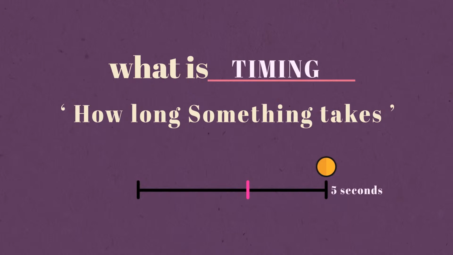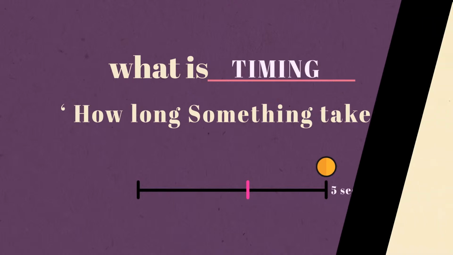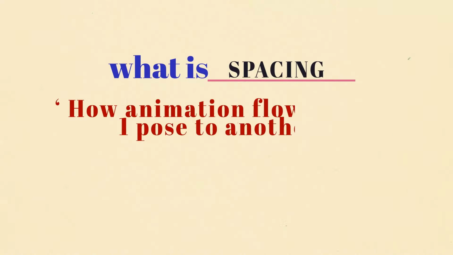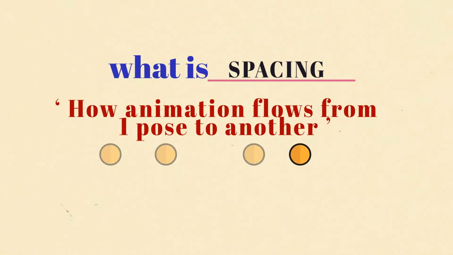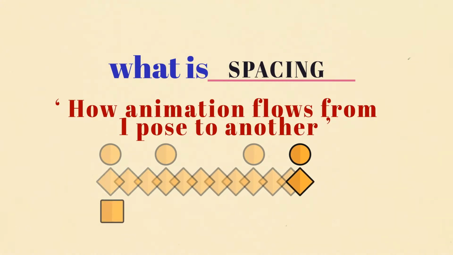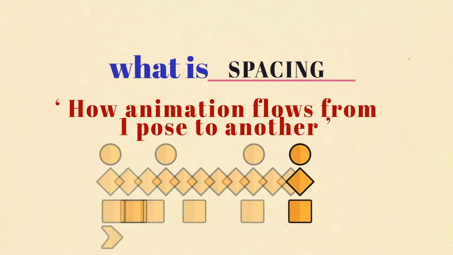Okay, so we understand the timing half. But what's what number two? What is spacing? Thanks Storm and Mama Crocodile for this. Spacing is how animation flows from one pose to another. So for instance, does it move fast? Does it move slow? Does it speed up? Or does it slow down?